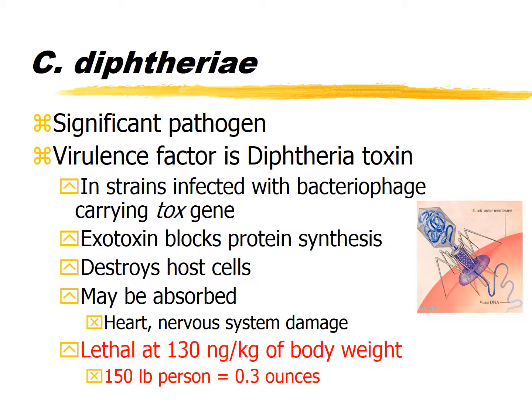So let's discuss Corynebacterium diphtheriae. That's a significant pathogen. It's one of the organisms that's in the childhood vaccinations now. Its virulence factor is the diphtheria toxin. In strains that are infected with the bacteriophage, which carries the tox gene, they produce an exotoxin which blocks protein synthesis. These destroy the host cell, and they may be absorbed into the heart and the nervous system and cause damage there. To give you an idea of how potent this toxin is, it's lethal at 130 nanograms per kilogram of body weight, and that translates to it only taking 3 ounces to kill a person that weighs 150 pounds.